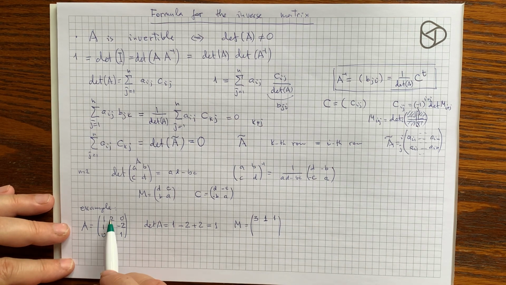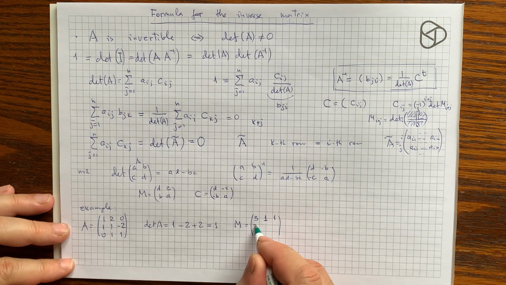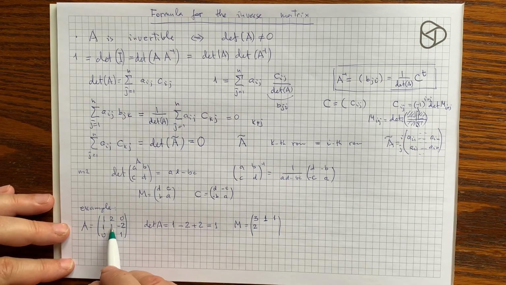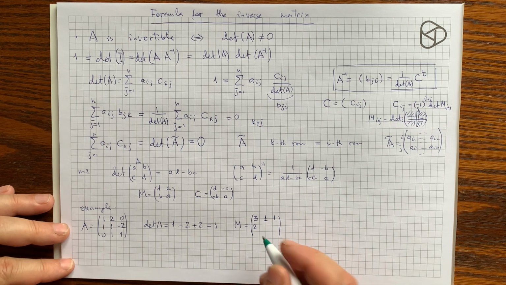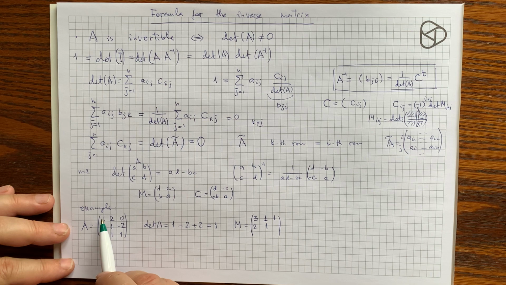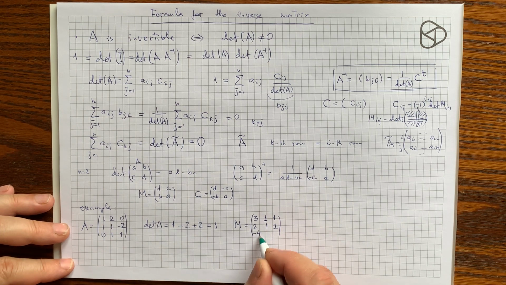Minor for this is the determinant of 2, 0, 1, 1. The answer is 2. And minor for this is 1, 0, 0, 1. It's the identity matrix, the determinant is 1. Minor for this is the determinant of matrix 1, 2, 0, 1. It's 1 again. The minor for this is the determinant of that, which is manifestly -4.